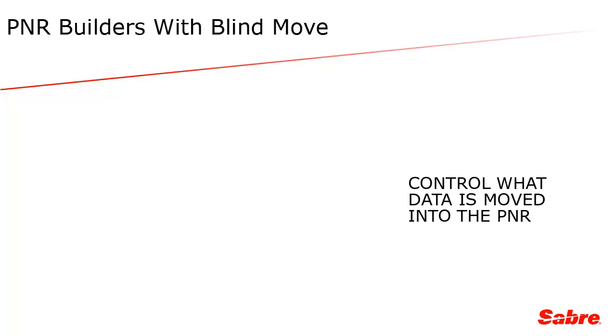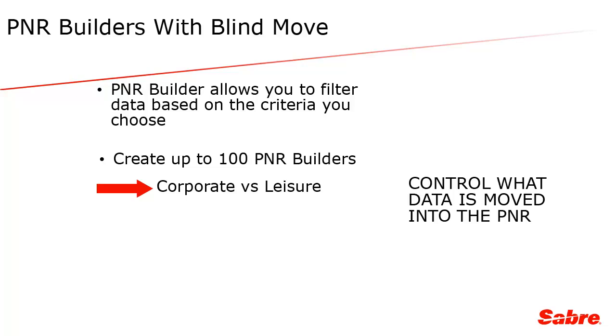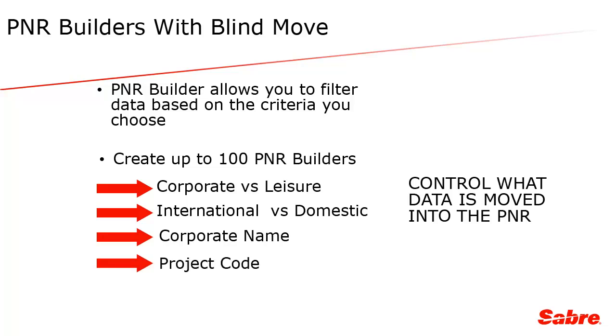Now I would like to show you how you can use P&R builders with the blind move command. P&R builders are a powerful feature within Sabre profiles. You can select different pieces of information to be used based on the trip type. You can have up to 100 P&R builders per profile if you would like, and you can create P&R builders for corporate versus leisure travel, international versus domestic. You can have them based on a corporate name or a project code. The possibilities are endless, and you control the naming convention.